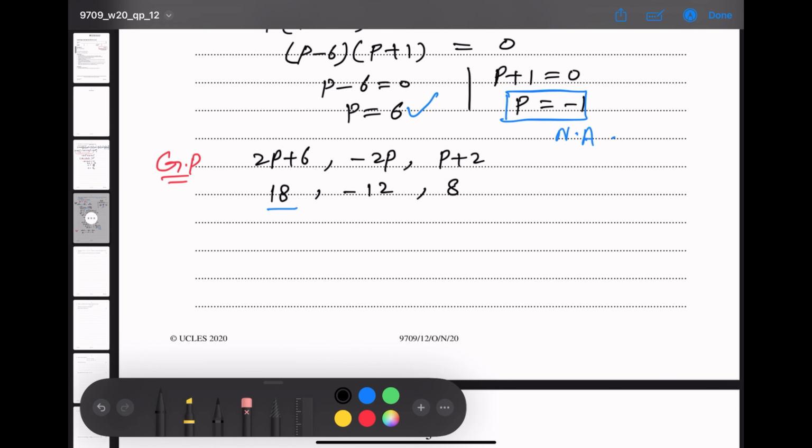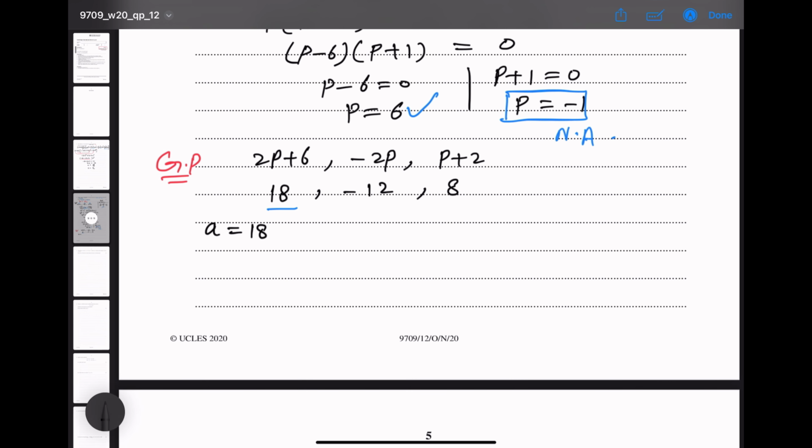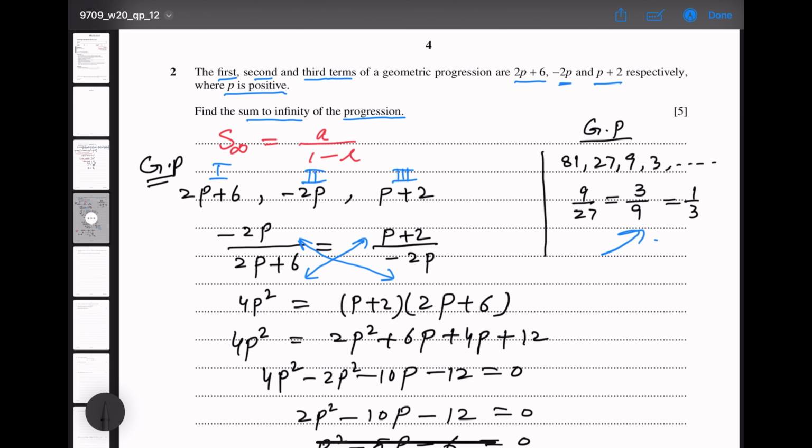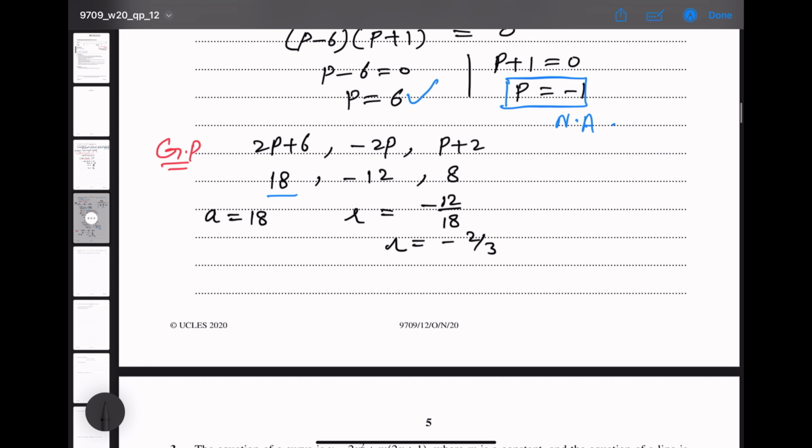A is 18. Our common ratio is minus 12 over 18. By simplifying, we get R is equal to minus 2 over 3. Now we have to find S infinity, that is A over 1 minus R. Putting the value of A and R here, we get S infinity is equal to A over 1 minus R. R is already negative, so this becomes positive.